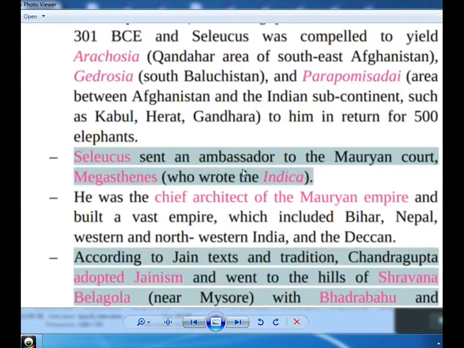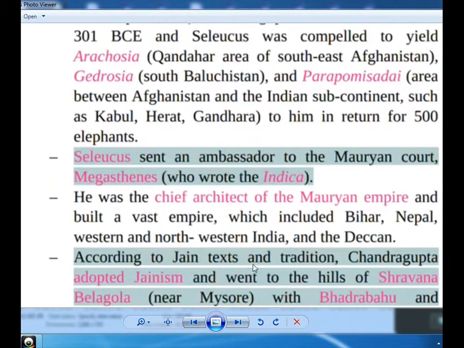Seleucus sent an ambassador to the Mauryan court, named Megasthenes, who wrote Indica. Chandragupta was the chief architect of the Mauryan Empire and built a vast empire which included Bihar, Nepal, northwestern India, and the Deccan region, the southern region.